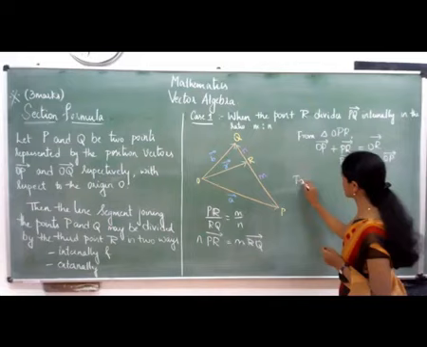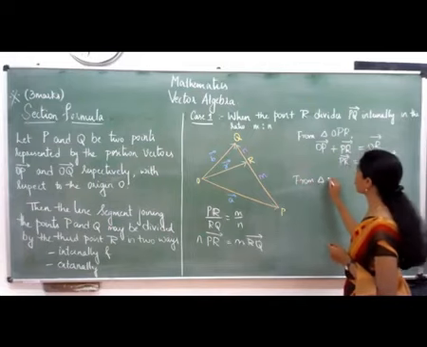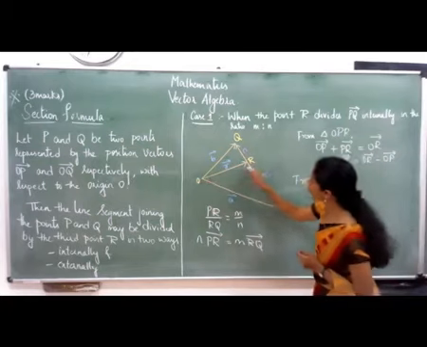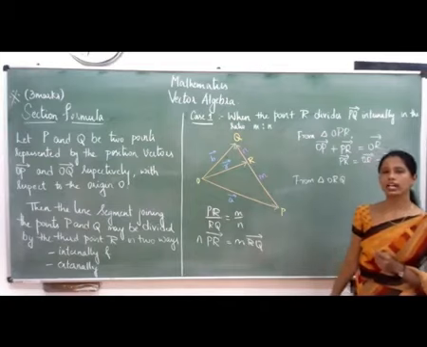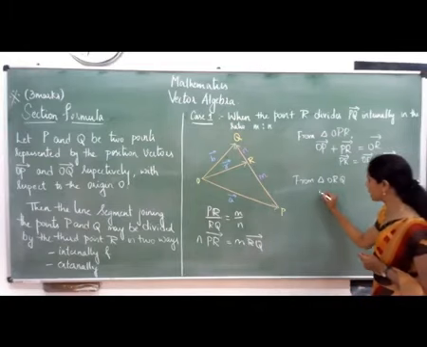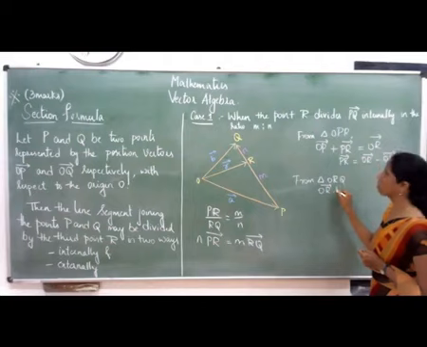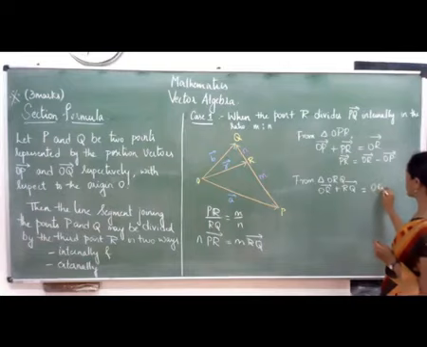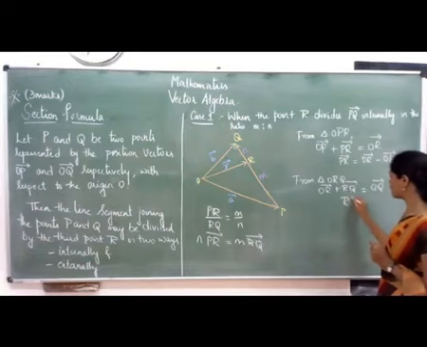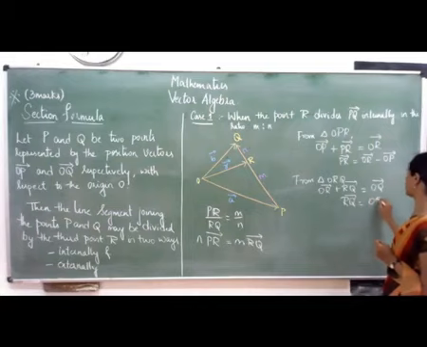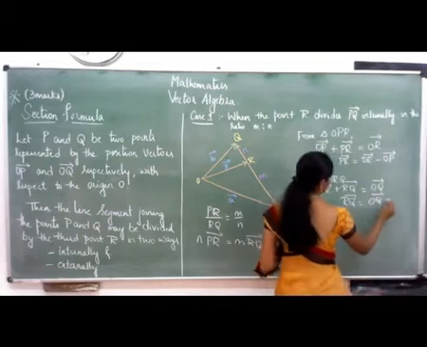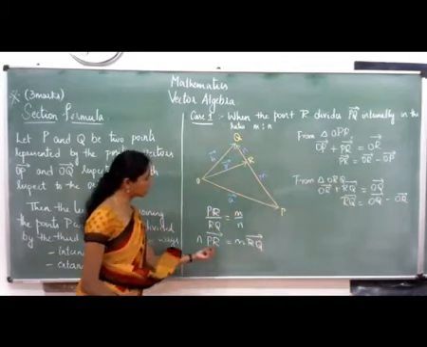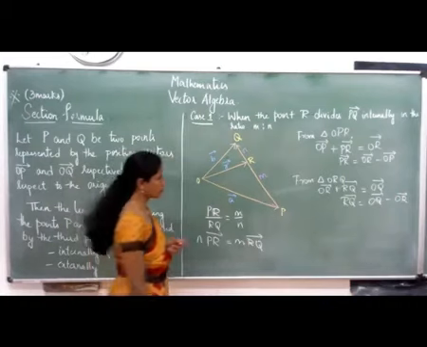Okay, next, let us consider the triangle ORQ. If I consider the triangle ORQ, again apply the triangular law of vector addition. So we can write vector OR plus vector RQ is equal to vector OQ. Therefore, you can write vector RQ as vector OQ minus vector OR. So we know what is vector PR and vector RQ.